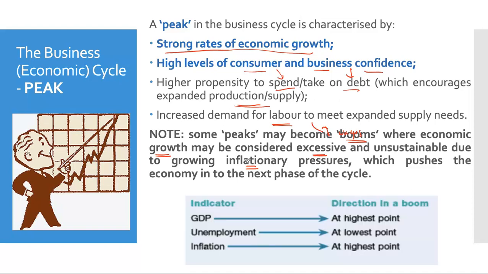So what are you going to start to see in terms of some real key indicators? GDP in a peak is at its highest point. Unemployment is at its lowest point because we need lots of labour. And inflation, our price rises, is going to be at its highest point. Everyone is trying to buy things. There is a race to try and get goods and services. This leads to our prices going up.